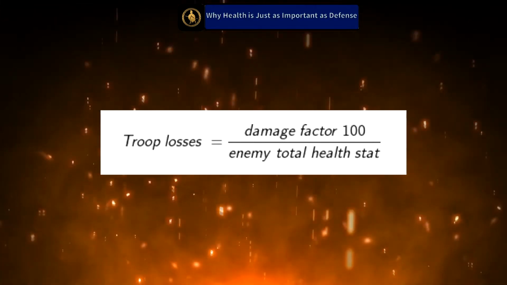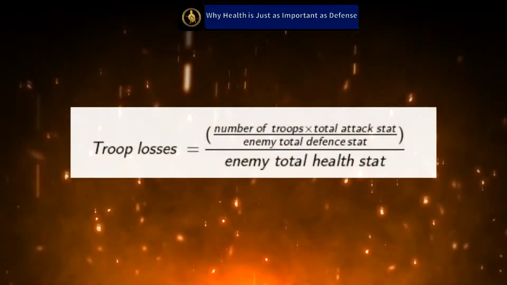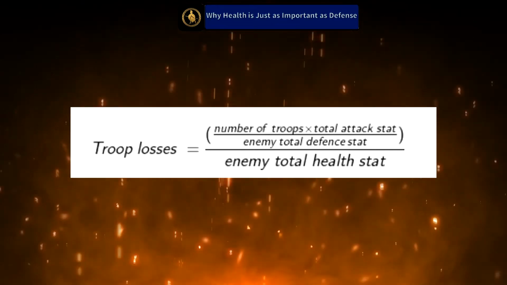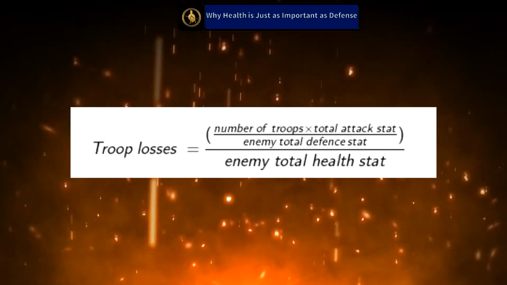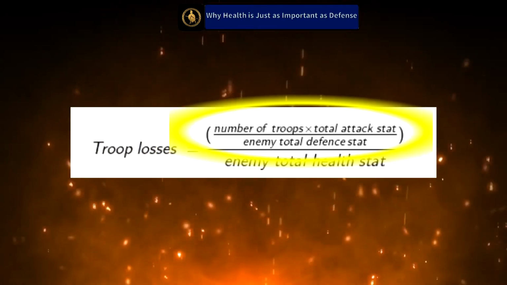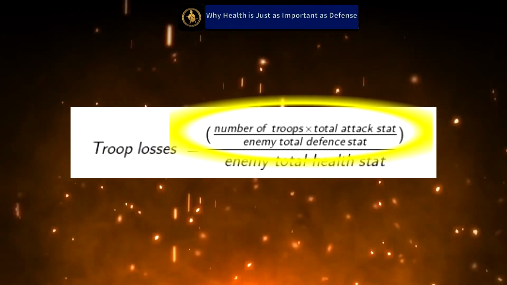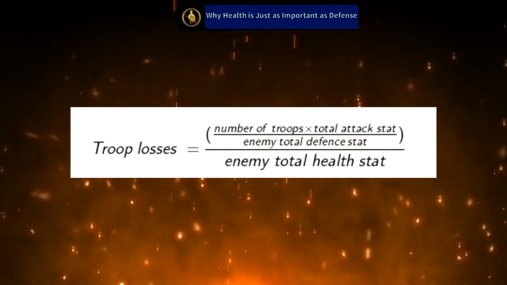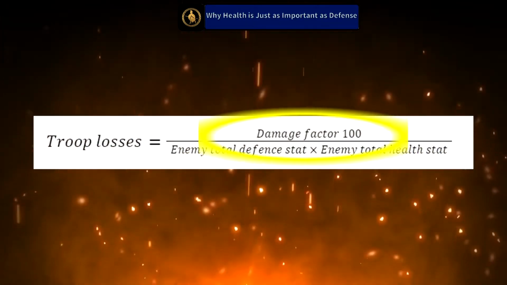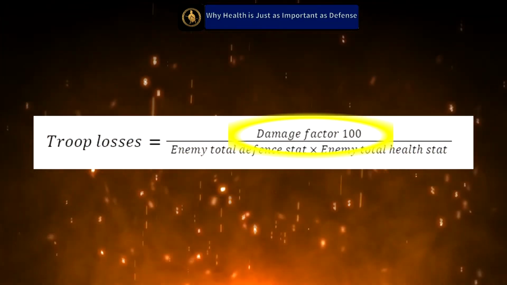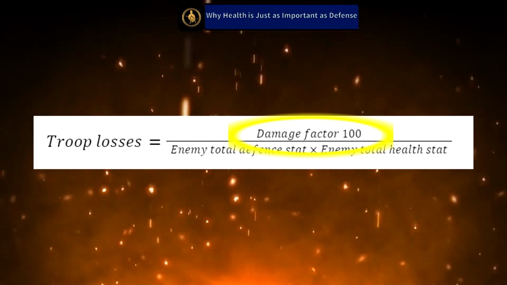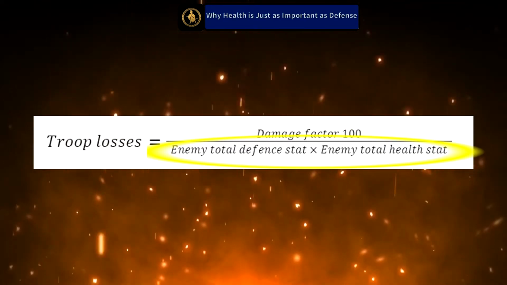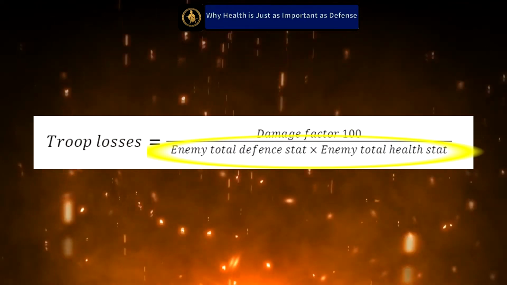We can summarize the 2 formulas into one. So we can combine the 2 equations to summarize the events per term of combat with the first formula above the division line and then divided by the enemy total health stat. Well, we can also simplify that further. We can have the damage factor 100, which is the output of the first equation, divided by the enemy's total defense stat multiplied by the enemy's total health stat.